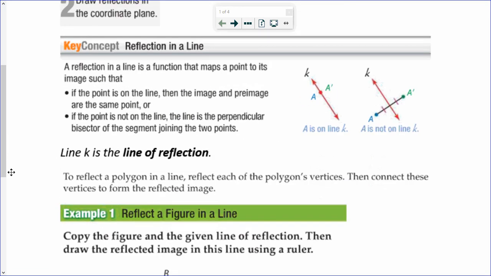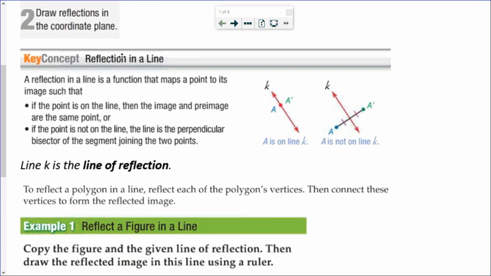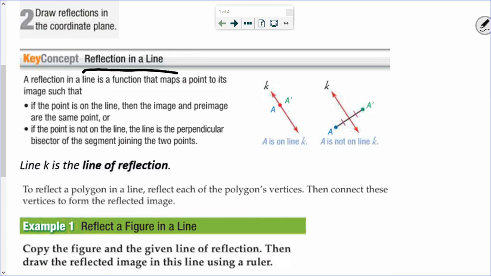Okay. So key concept here, we want to talk about a reflection in a line. So this won't be in the coordinate plane. This will be just a reflection across the line. So a little bit of vocab. Line K is the line of reflection. So in both these examples here, we're reflecting a point across the line.